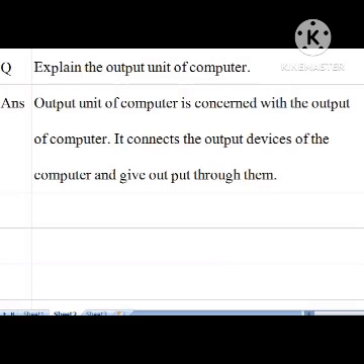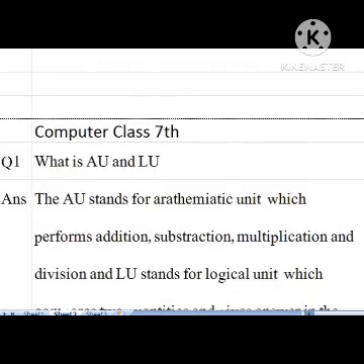अभी तक की बात, ये 6 क्लास के कंप्यूटर के क्वेश्चन थे। अब हम 7 क्लास के देख लेते हैं। 7 class computer, what is AU and LU?